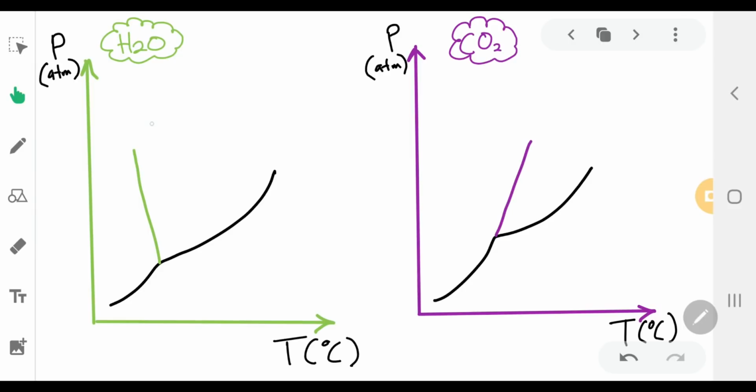Okay? So two things that we have looked at until this point. We have looked at the axes and we have looked at the shape. For the water phase diagram, the shape is like this. For the carbon dioxide phase diagram, the shape is going to be like this. Remember, two curves and a slope. Water will be negative. Carbon dioxide will have a positive slope.